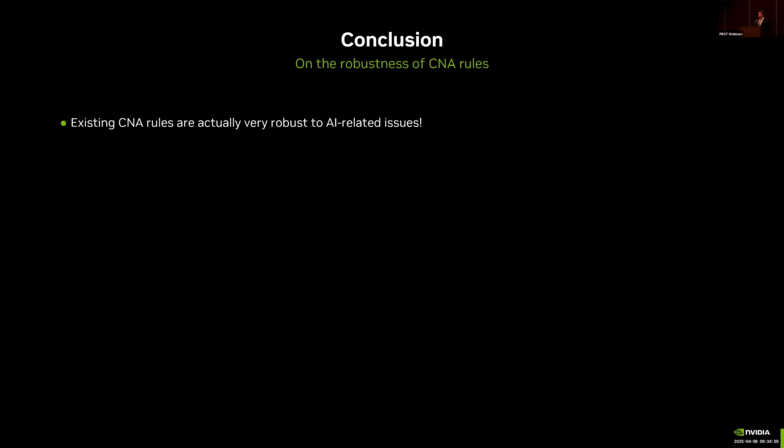So, to wrap this up, the existing CNA rules are actually really robust to AI-related issues, right? These things are not that different. A lot of the actually exploitable things that we see are very familiar to us. It's cross-site scripting, it's SSRF, it's template injection, right? It's classes of vulnerabilities we know and we understand.